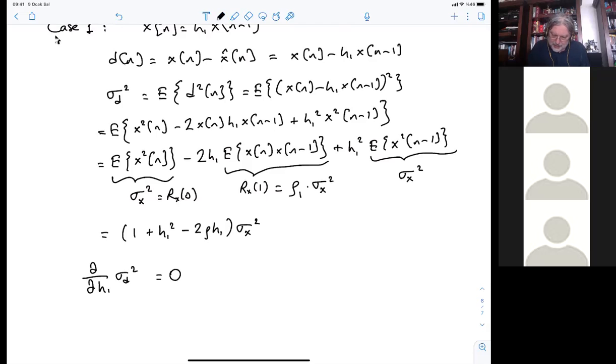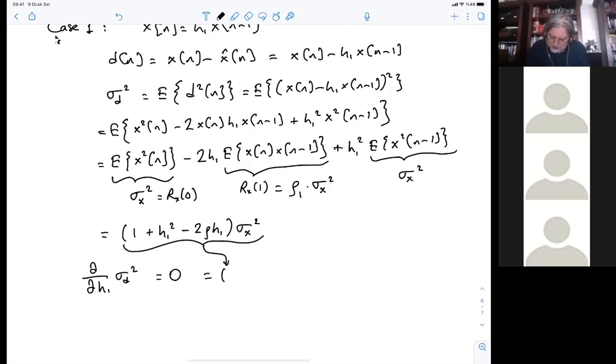So let's take the derivative of this term with respect to H1. We can forget about sigma x square. It will stay after the differentiation with respect to H1, but we will say that it's equal to 0. So sigma x square will be cancelled. So what's the derivative of this expression with respect to H1?